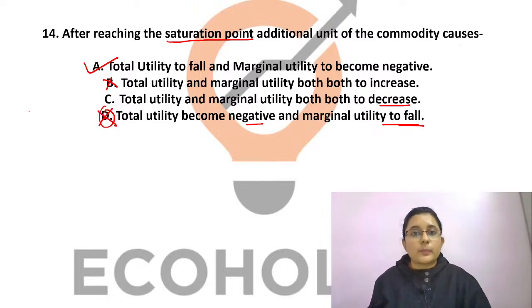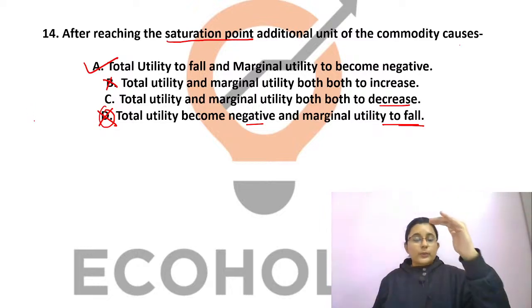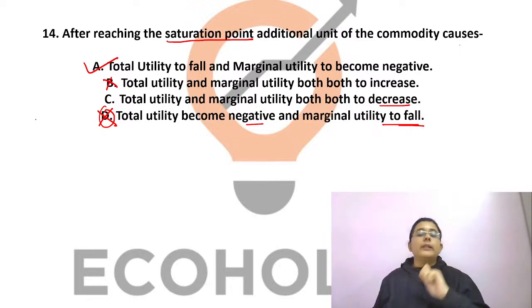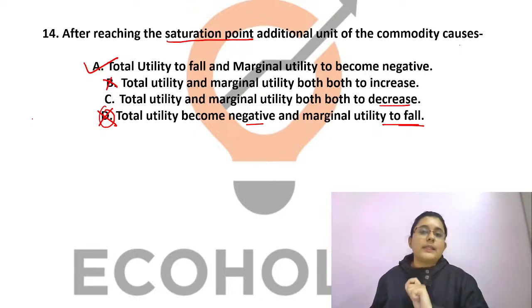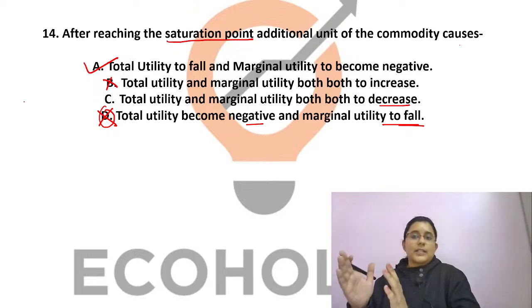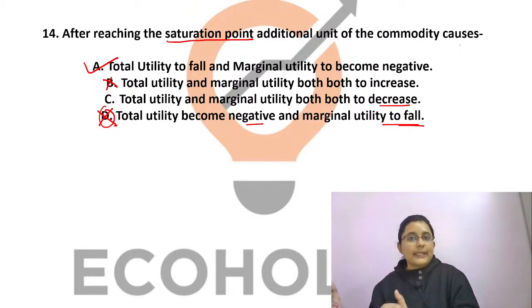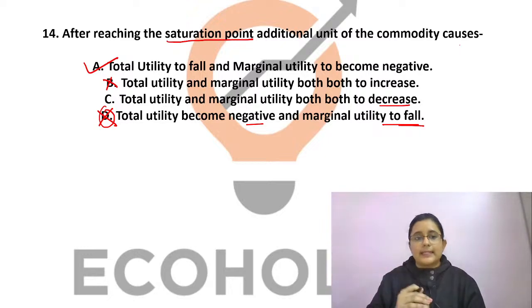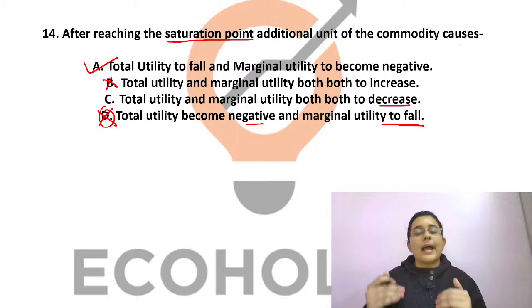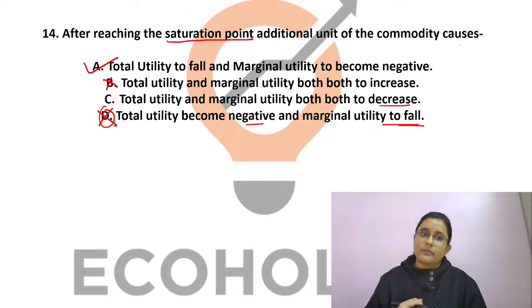Which is the saturation point? The point where total utility is maximum and marginal utility is equal to 0. The point where the MU curve intersects with the x-axis is actually the point of saturation. And after the point of saturation, your MU curve becomes negative and your total utility declines. Total utility falls. Hence, after reaching the saturation point, additional unit of a commodity causes total utility to fall and marginal utility to become negative. So option A is my right answer.